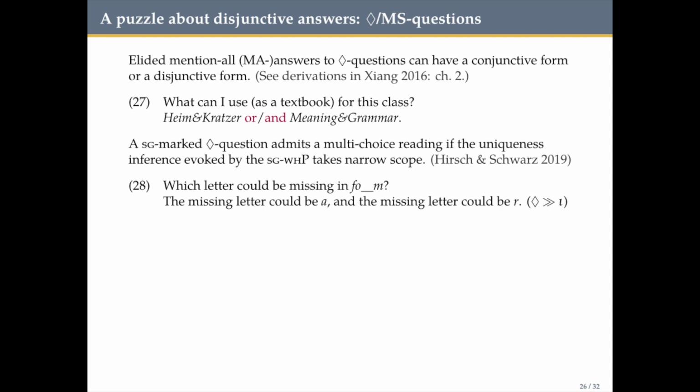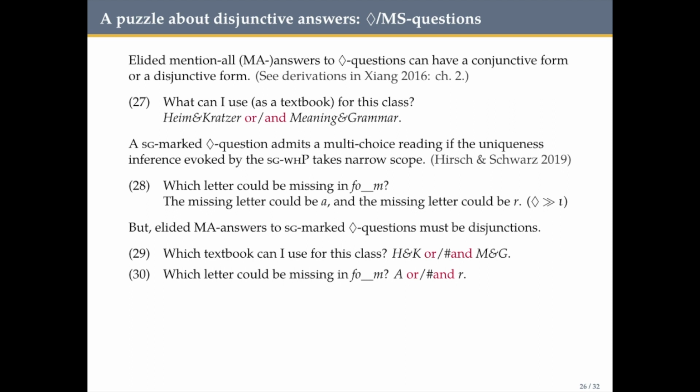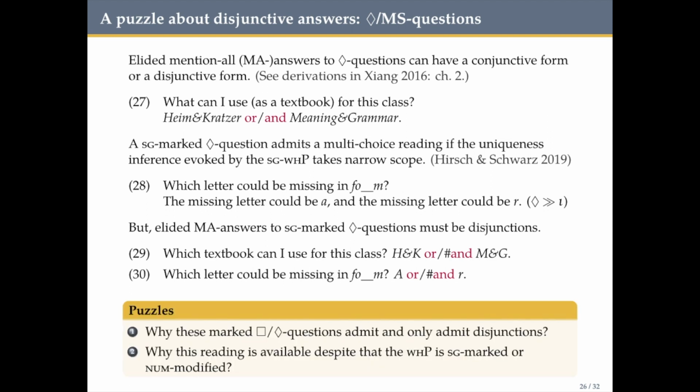In Hirsch and Schwarz's original example, they use a conjunction of two full sentences. However, if expressed in an elliptical form, the mention-all answer to a singular-marked diamond question has to be a disjunction. For example, in 30, which letter could be missing in FO_M? One can say A or R, but not A and R. So here arise two puzzles. One, why do those questions admit, and only admit, disjunctions? And second, why is this reading available despite the fact that the wh-phrase is singular-marked or numeral-modified? Next, I show two ways to account for these two puzzles.